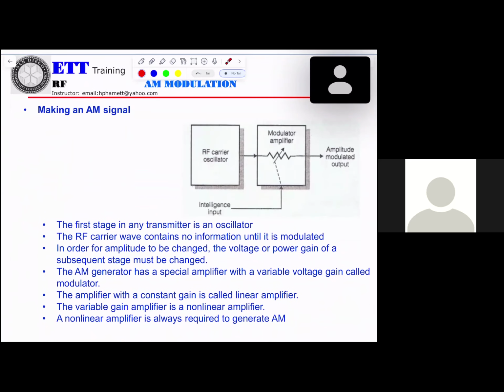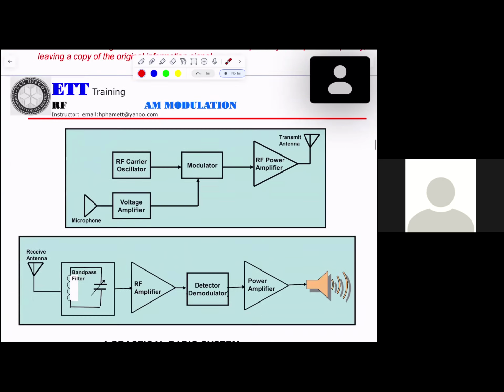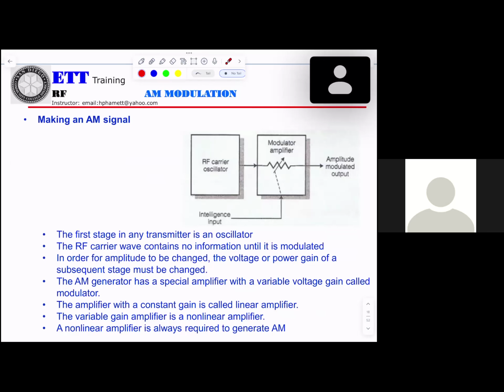Okay, making an AM signal. This is the oscillator. You already see that oscillator right here. And this is your input, your voice. Both will go into the modulator amplifier. Now see what happened. The first stage in any transmitter is the oscillator.